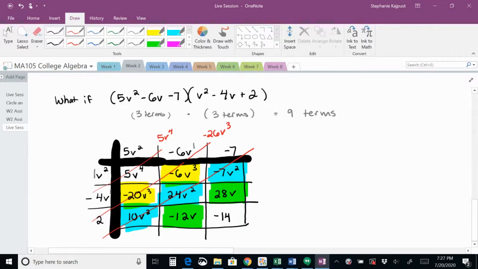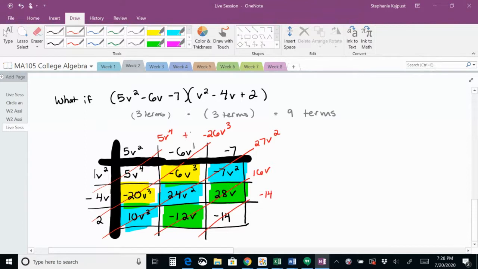Then I go through my next like terms. I have 10 plus 24 minus 7. So 10 plus 24 is 34 minus 7. We get a 27. So this is going to be 27v squared. Then I have my green. Those are like terms with the v's. I have negative 12v plus 28. So that's 16v. And then I'm left with a negative 14.